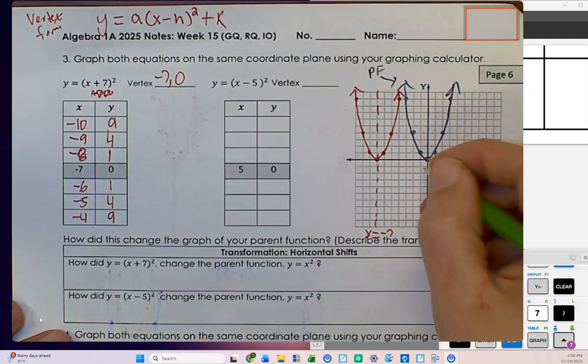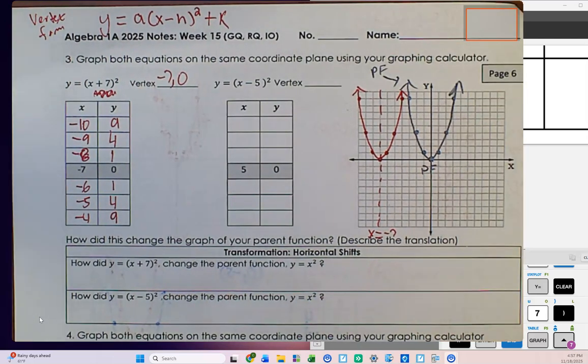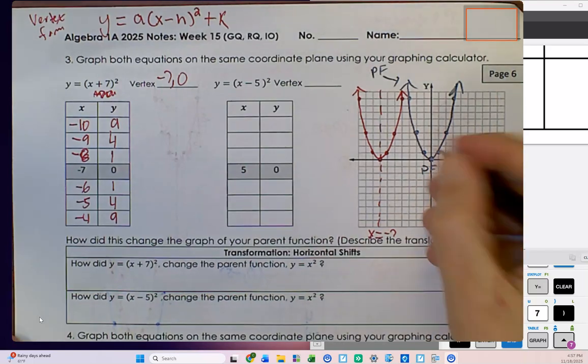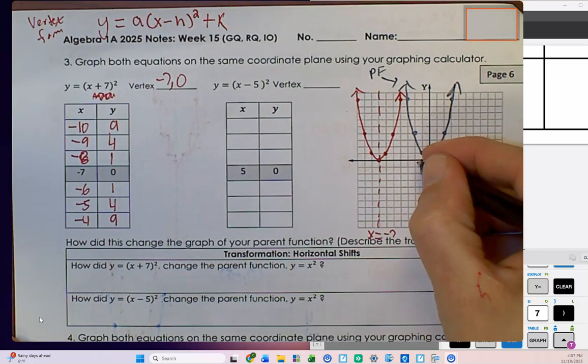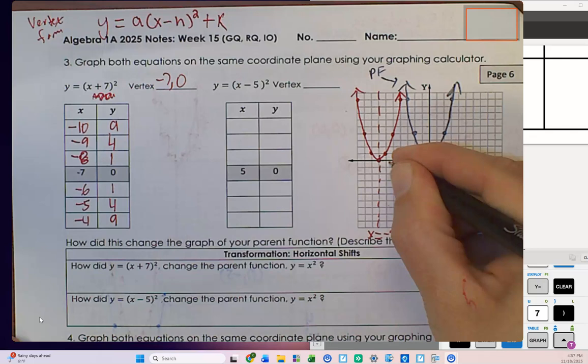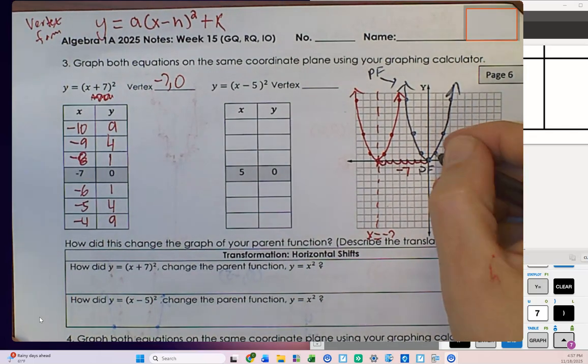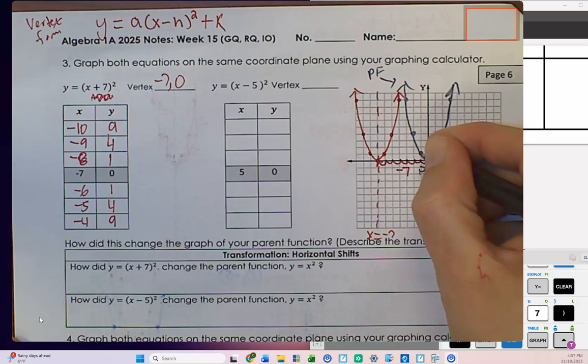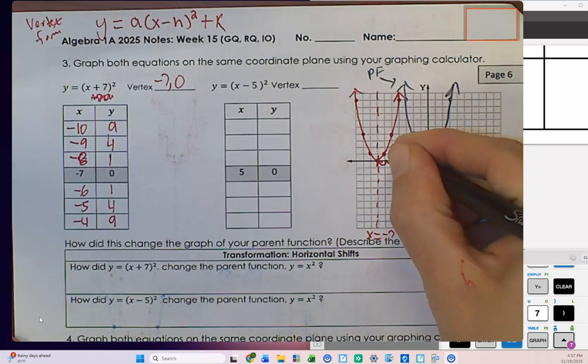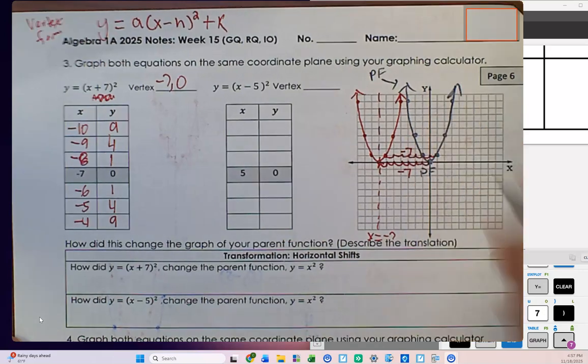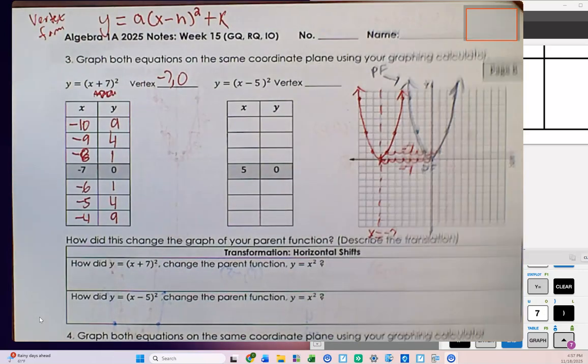Okay, here's the parent function. Okay, so what happened to the parent function? The vertex moved over 1, 2, 3, 4, 5, 6, 7. So we went left 7. This point went left 7. 1, 2, 3, 4, 5, 6, 7. So each point went left 7.